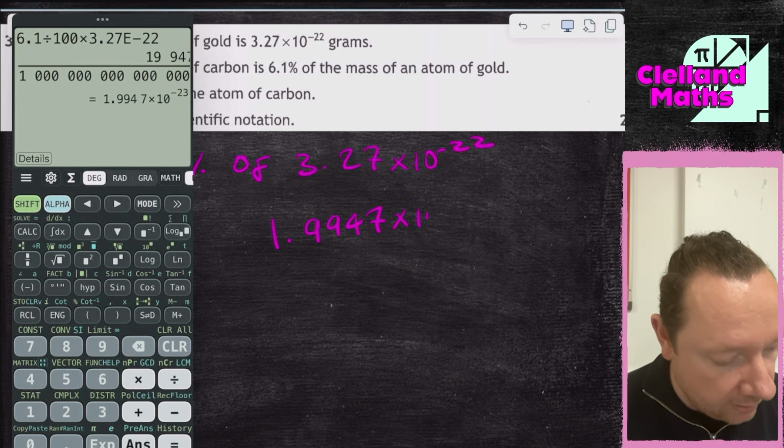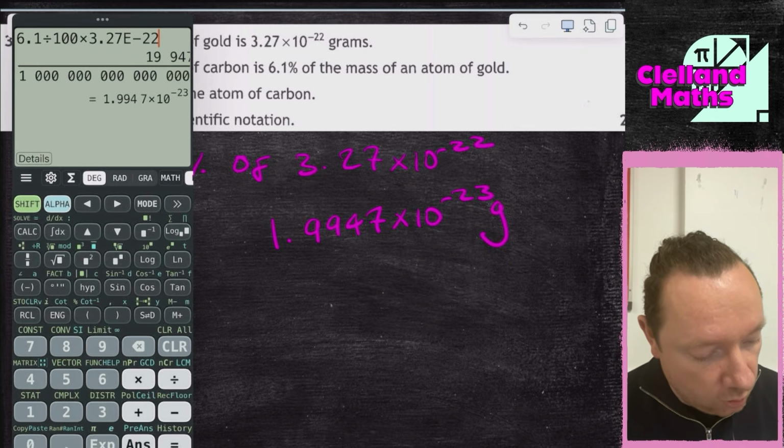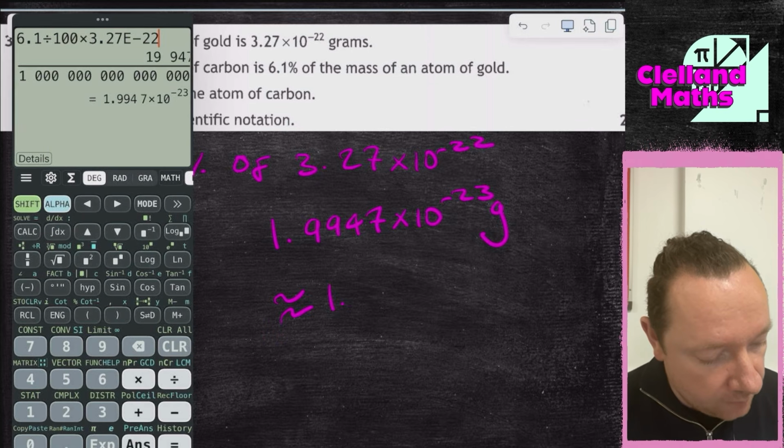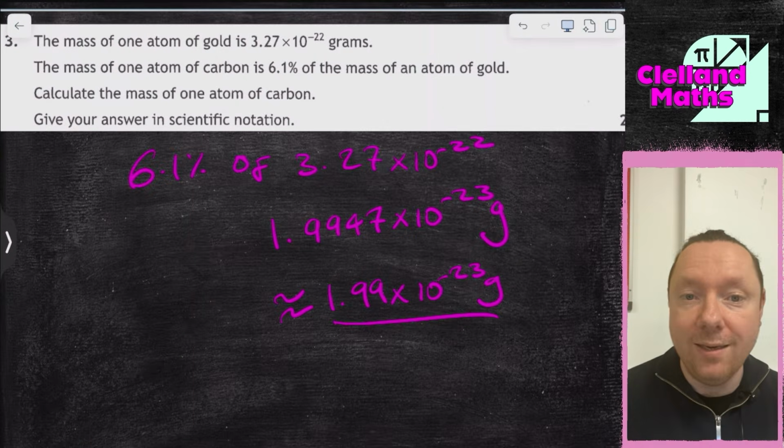And it gives me an answer of 1.9947 times 10 to the minus 23 grams. Now I could maybe round that if I want to about 2 or 1.99, but unrounded it doesn't make a difference because you're not getting asked to round. So we're done there.